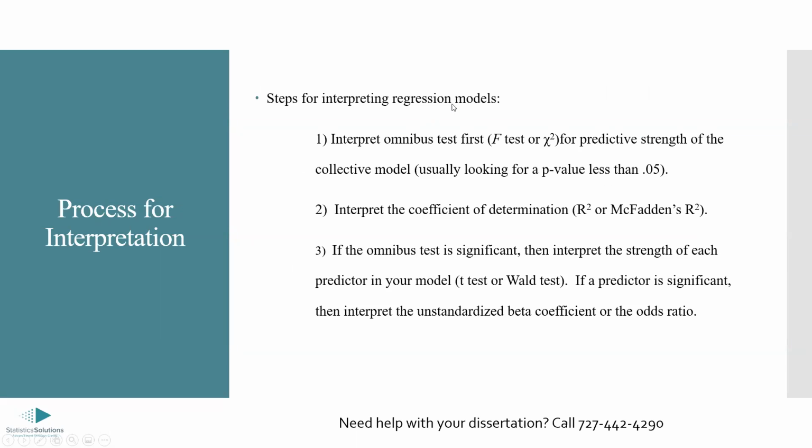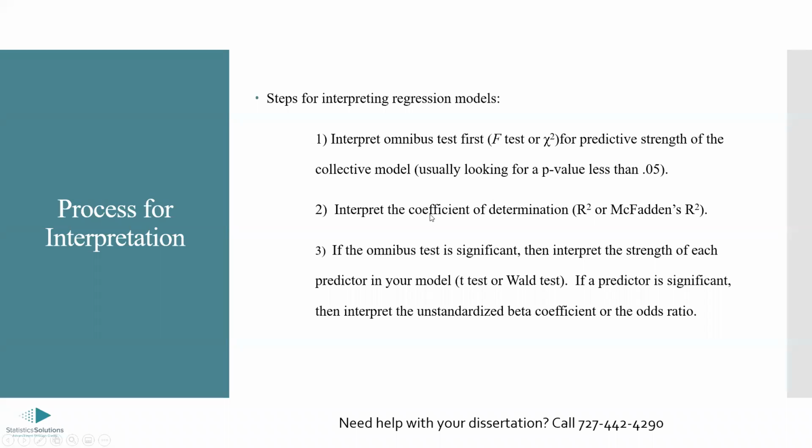As far as interpretation, once you've checked assumptions, you first want to interpret the omnibus test. So if you do a linear regression, that's going to be an F test. If you do a logistic regression, it's a chi-square test. And this is going to tell you if there's collectively a predictive model, if you have predictive strength in your model. And this is typically identified with a p-value being lower than 0.05.